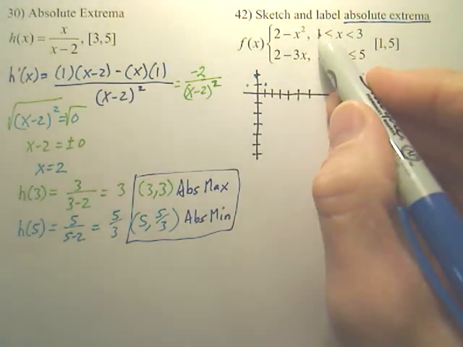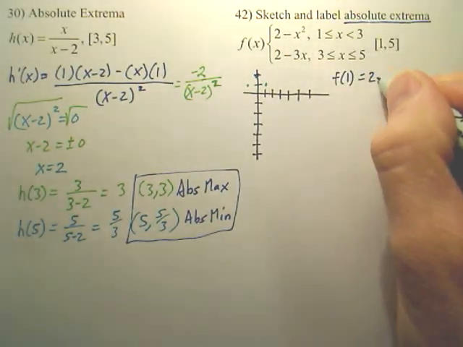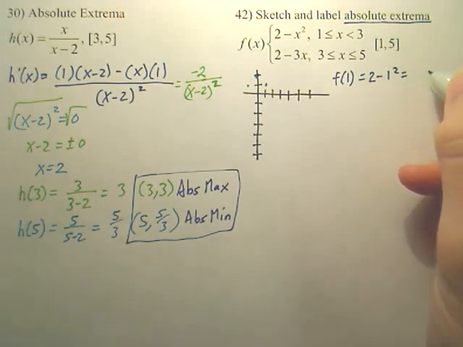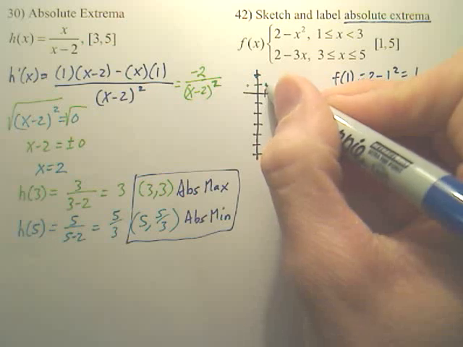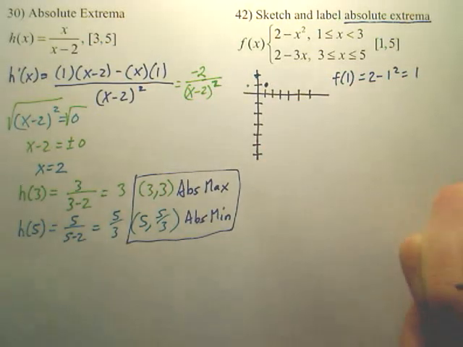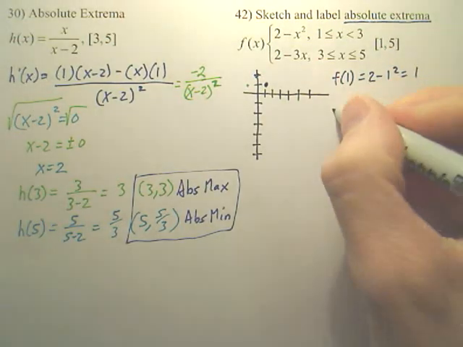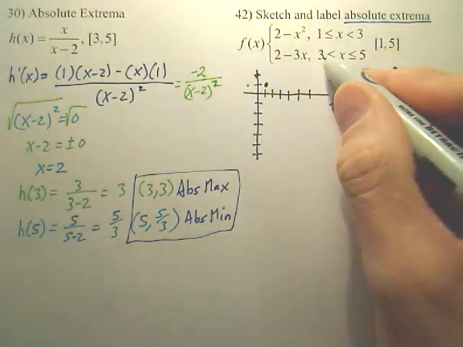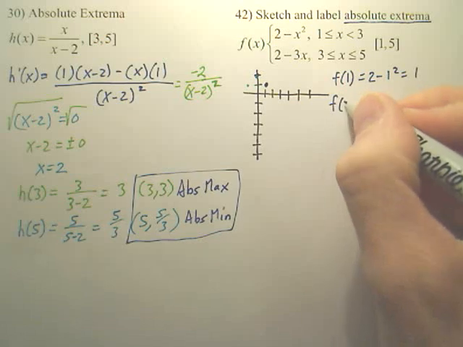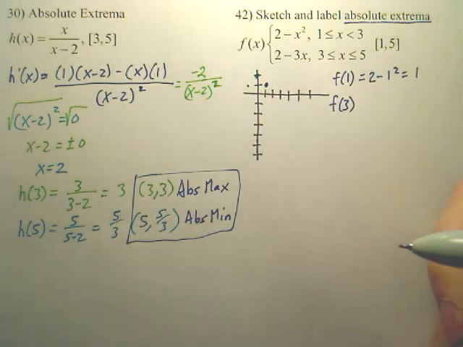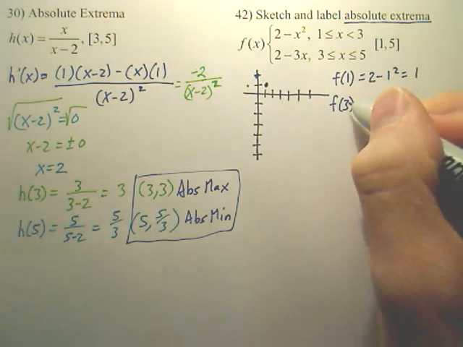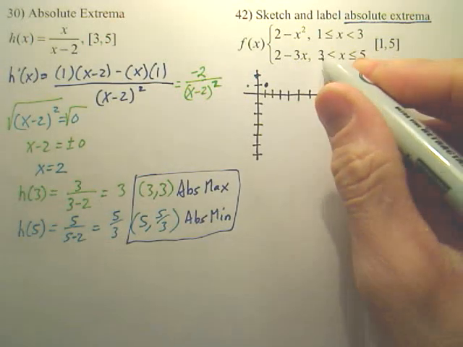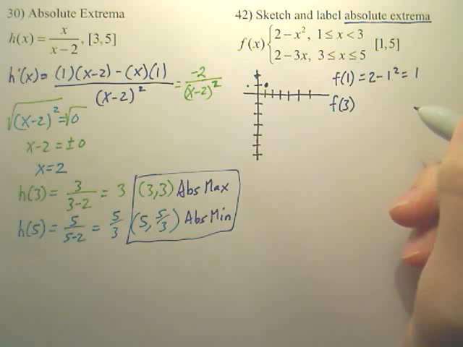If we're finding f of 1, don't you plug it into this function right here? So it's 2 minus 1 squared, which is 1. So at 1, that's your value right there. So I know that's a point. Now, if I want to do f of 3, isn't that where they meet? See right there? f of 3.